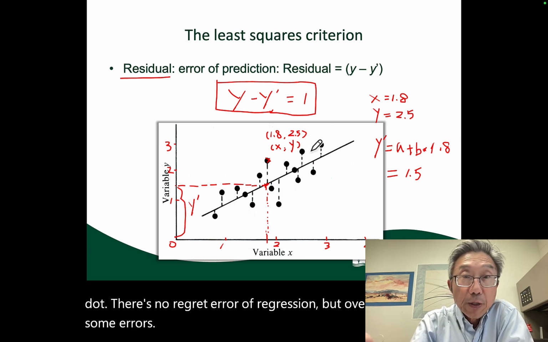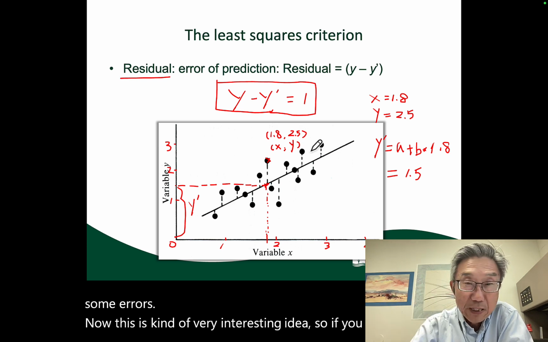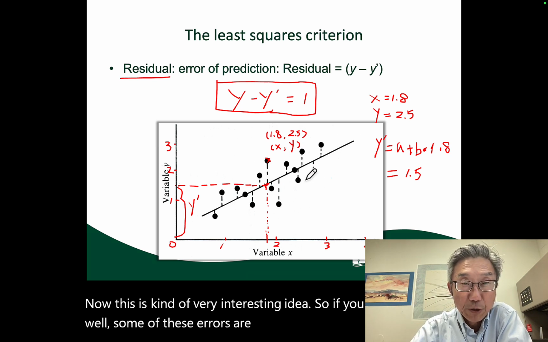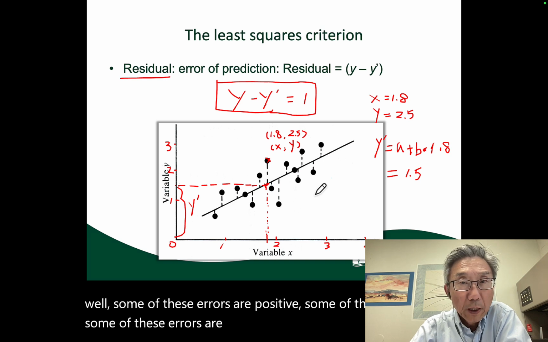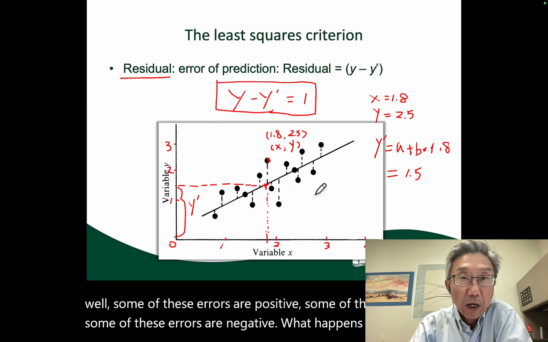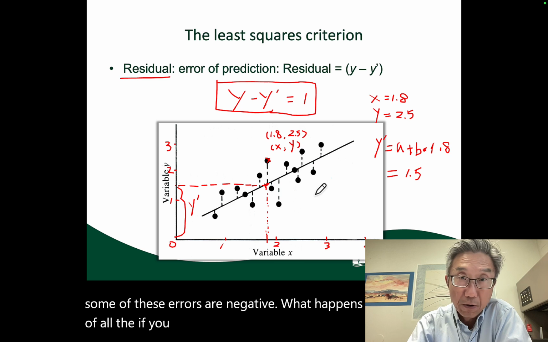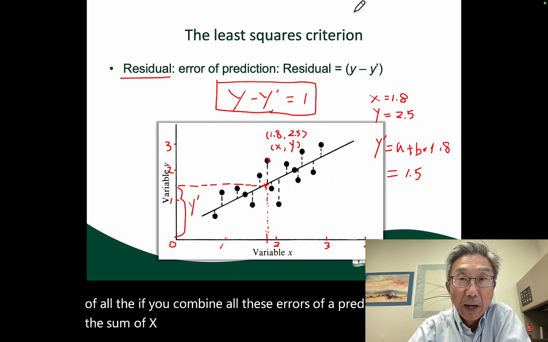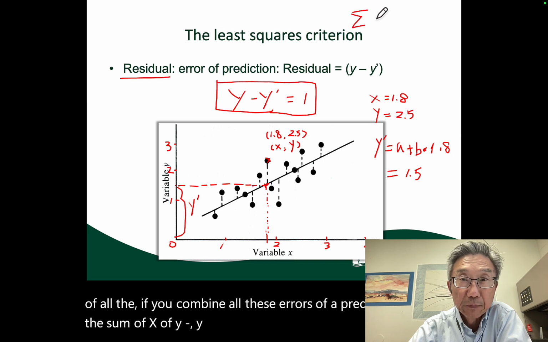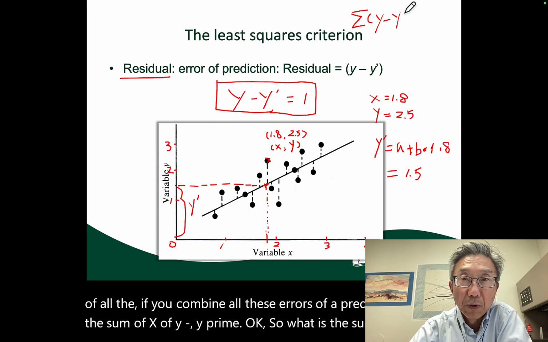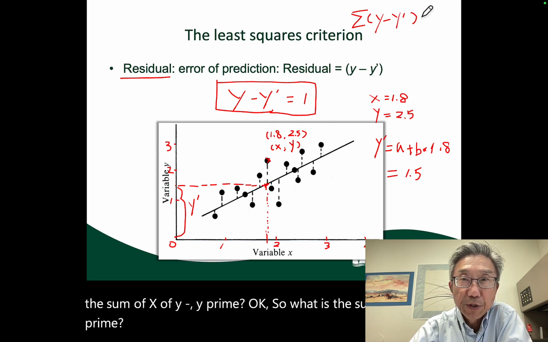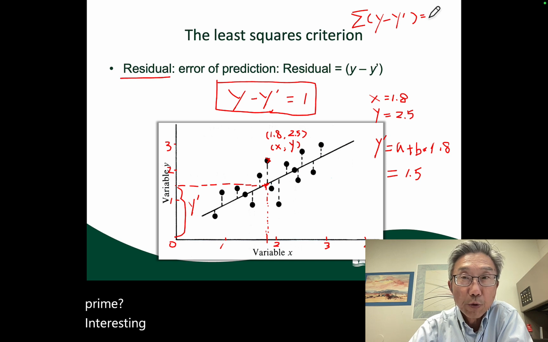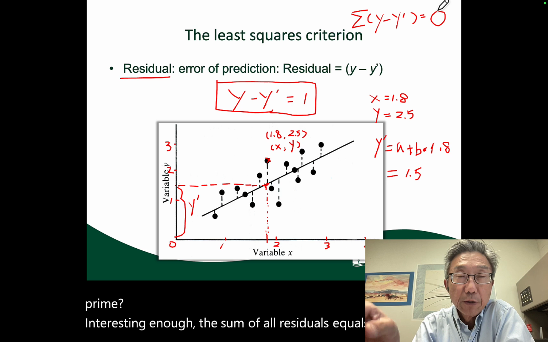Now, this is a very interesting idea. Some of these errors are positive, some are negative. What happens if you combine all these errors of prediction? What is the sum of y minus y prime? Interestingly enough, the sum of all residuals equals 0, which should remind you of something.